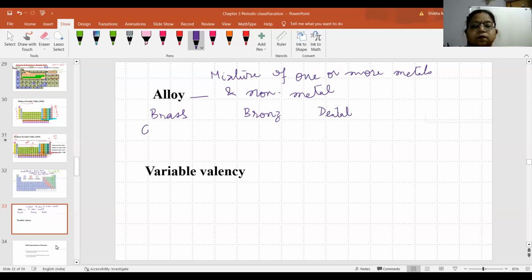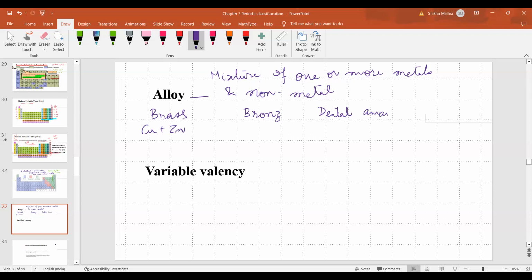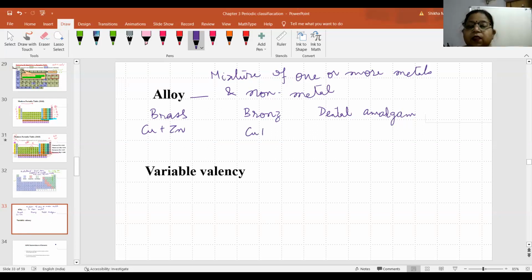Okay. And bronze is alloy of copper and tin. Are you saying tin or something else? No, I said copper and tin. Okay. Correct. See, when you refer to different books, you will get different compositions, since alloys come under the category of mixtures, their composition may be varying, right?